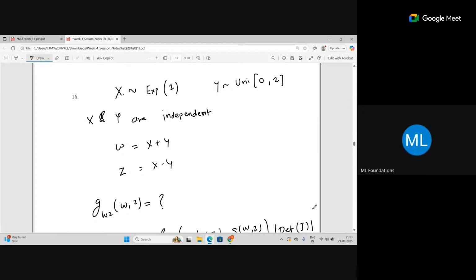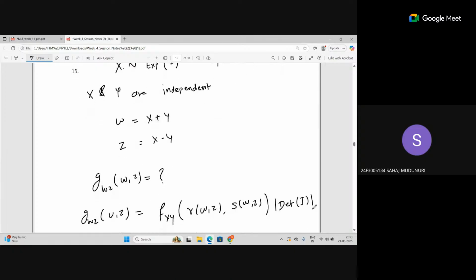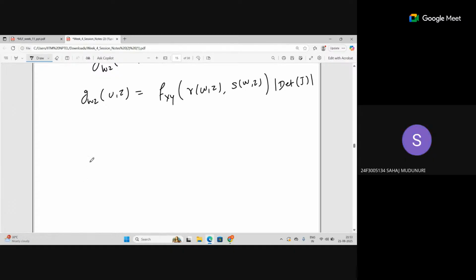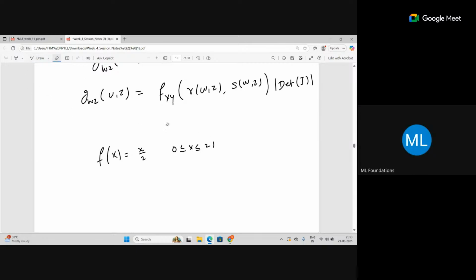Sir, I had one doubt in one of the lectures. Could you please write once the PDF: f of x is equal to x by 2 if x belongs to 0 to 2. The probability density function is x by 2 when x is between 0 and 2, and 0 otherwise. That's okay, right?